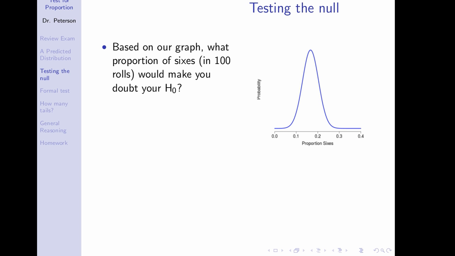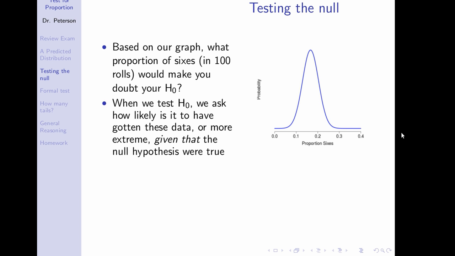Now, let's imagine testing our null hypothesis. So based on our graph, we can ask what proportion of 6s would make us doubt that null hypothesis, or H naught. So we can imagine if we rolled no 6s or 46s, we'd be pretty surprised. We want to put a number on that level of surprise.